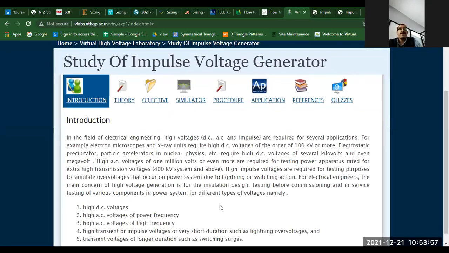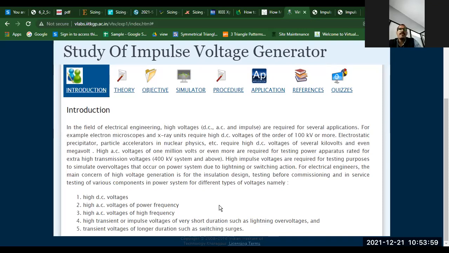We had studied the theoretical part, and again here we can understand, in the field of electrical engineering, the high voltage AC as well as high voltage DC that are used for several applications. For example, electron microscope or X-ray units require very high DC voltages, around 100 kV or more. Then electrostatic precipitators, particle accelerators, or nuclear physics equipment require very high or extra high transmission voltage.